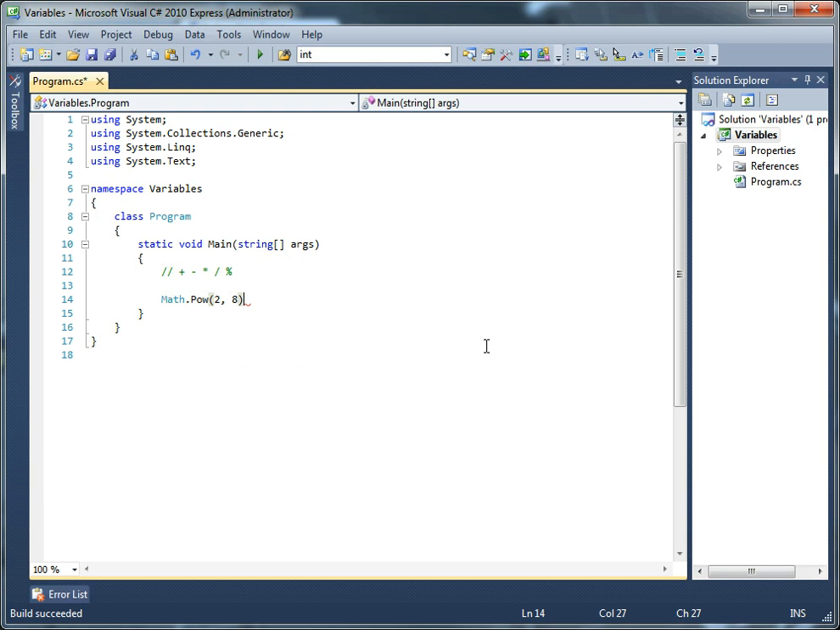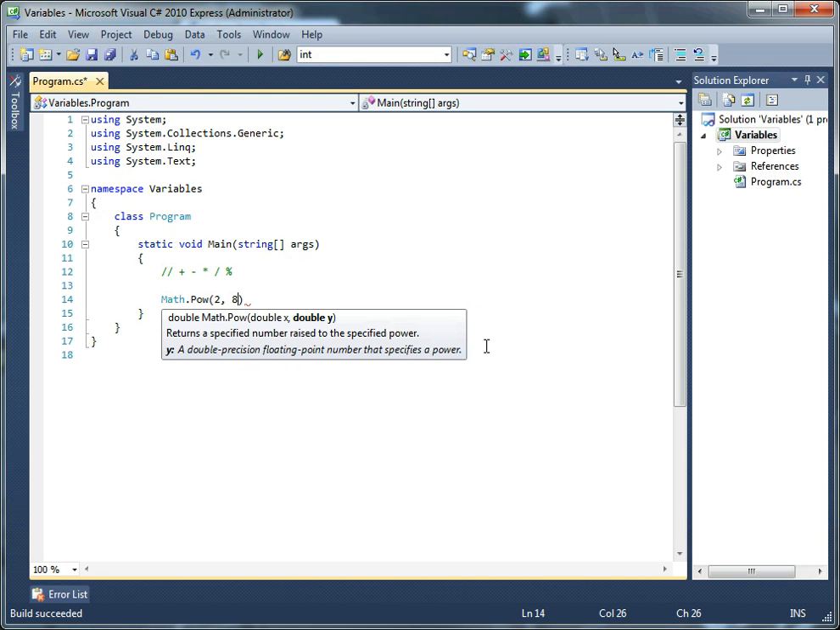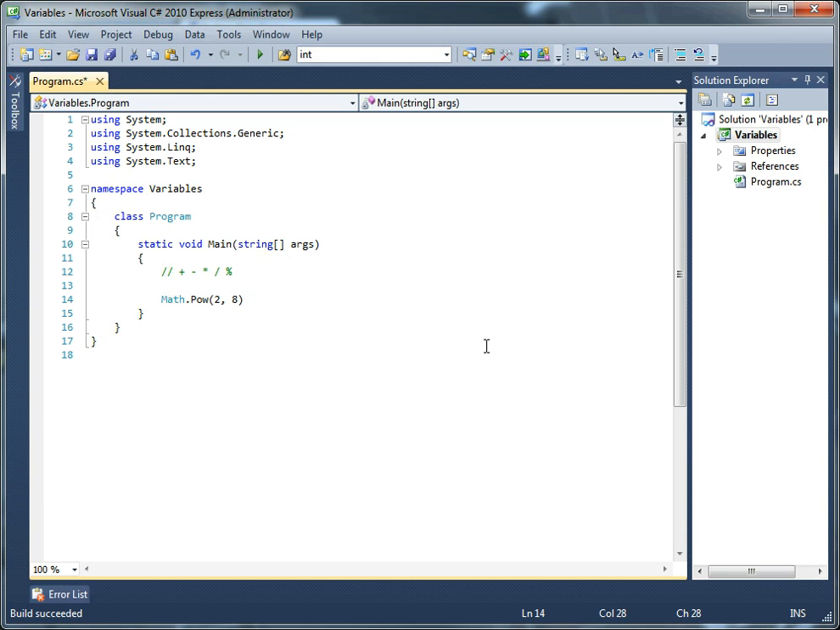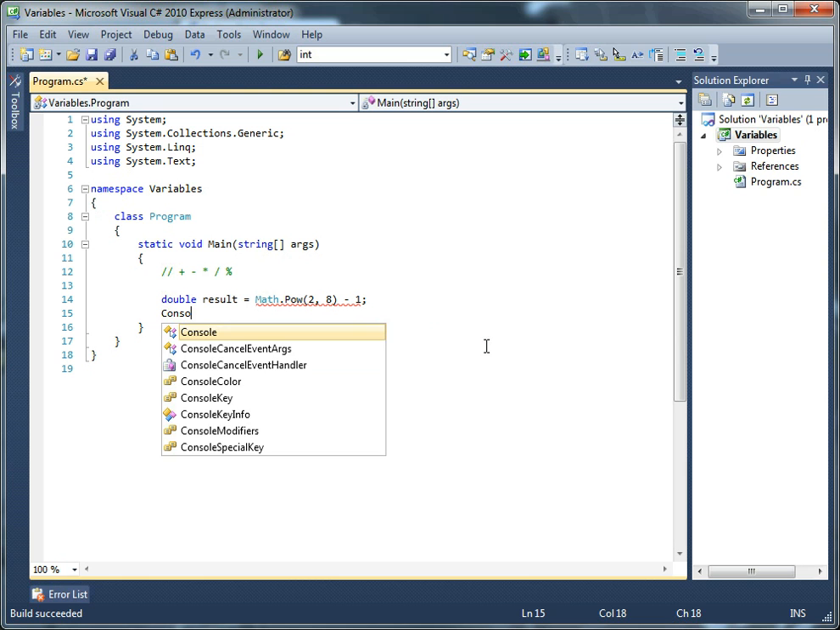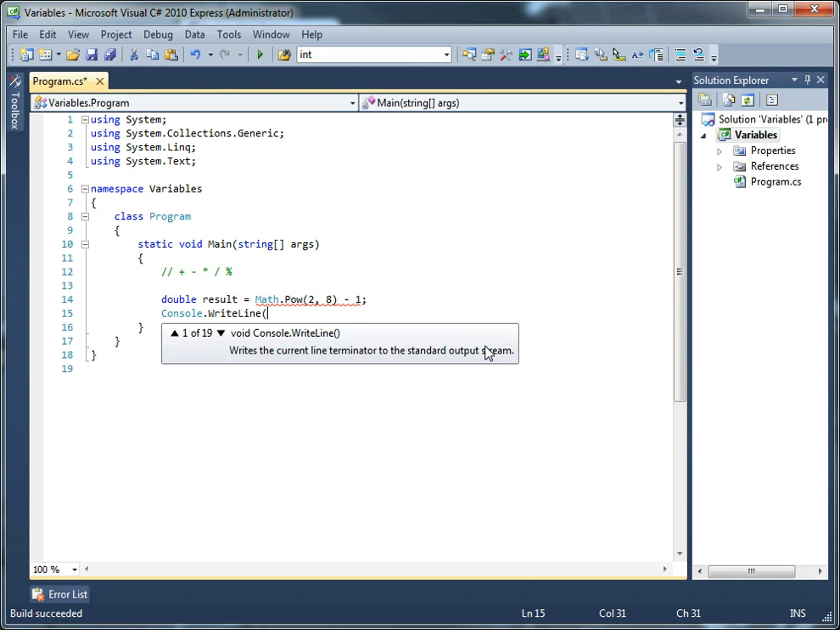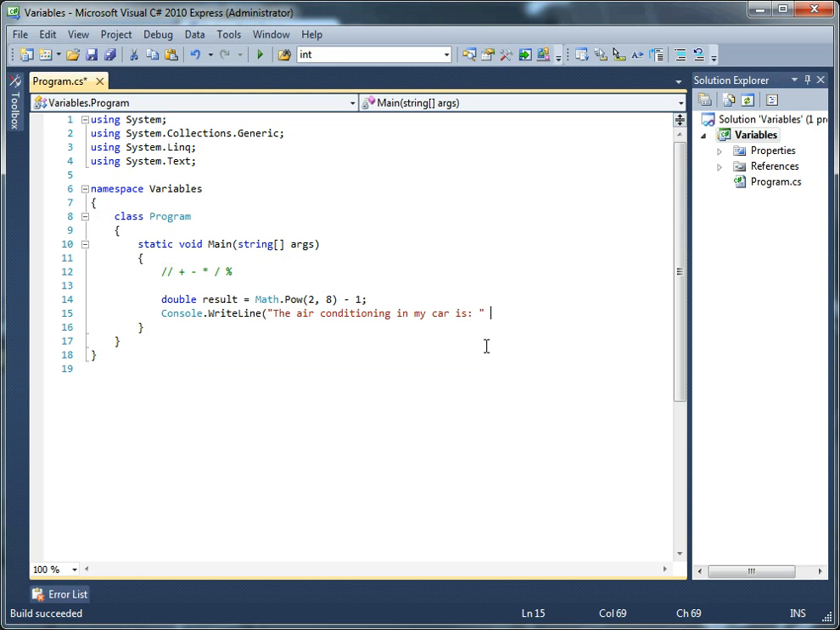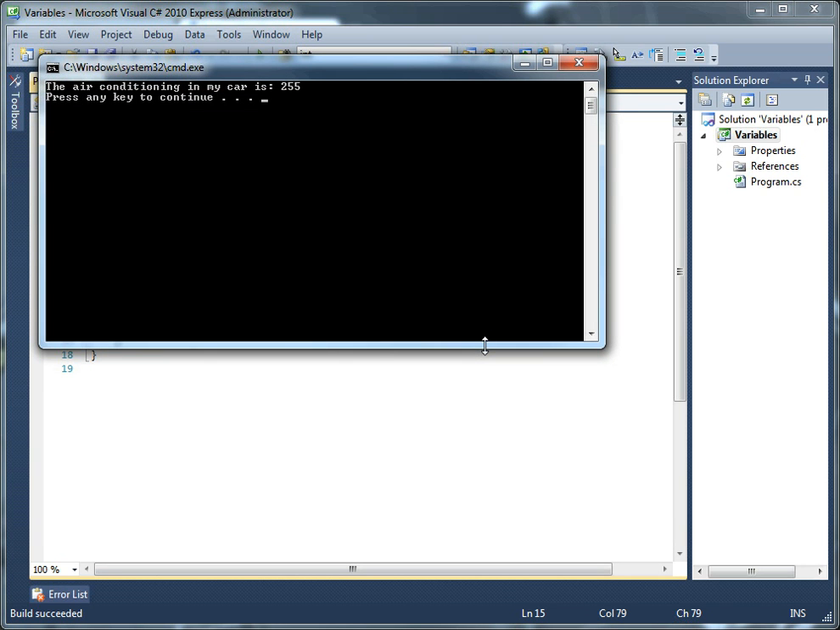Now you might be looking at this and going, oh, wait, it said it takes doubles, but you're passing integers. This is one of those conversions that it can do for you. And I'm going to say 2 to the 8th minus 1, and I'm going to assign this to a result. Sometimes it lags, and then it'll tell you, oh, just kidding, there's no real problem, you're good. And let's run it. Okay, so the air conditioning in my car is 255.